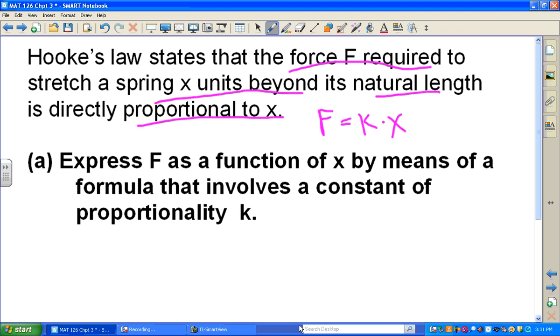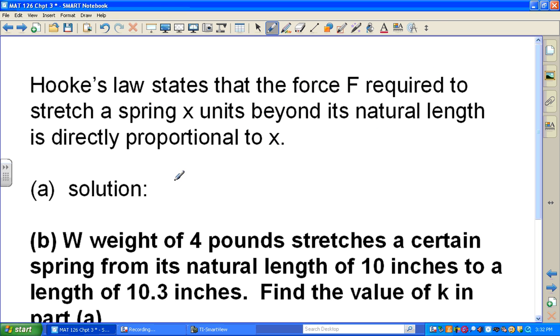All right. A. Express f as a function of x by means of the formula that involves a constant. Oh, a function. That means f of x equals k times x. That's pretty good. I like that. Sounds good to me. The solution for part A was f of x equals k times x.